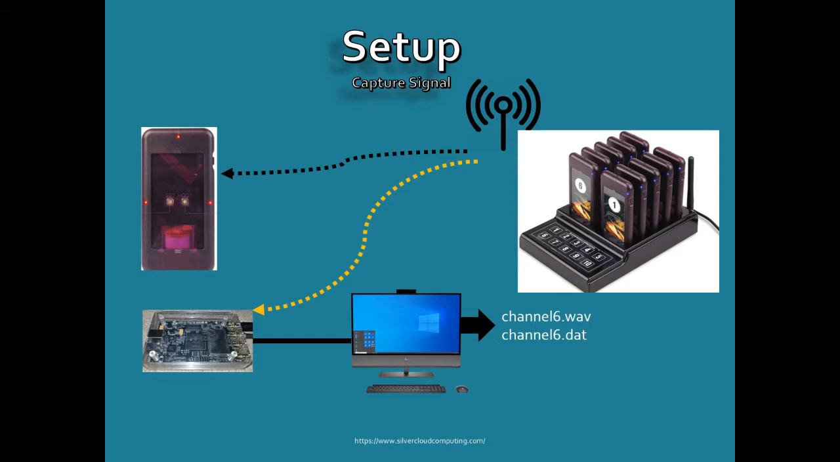I like both formats. The DAT file is the one you actually play back in the replay. I hate to say the word attack, but it's just when you do the replay of the pager, you want to use the DAT file. I use the WAV file because it's a little easier to visually look at the ones and zeros in Audacity, and I'll show you how that works a little bit later. And then of course the pager will ring once I press the button.